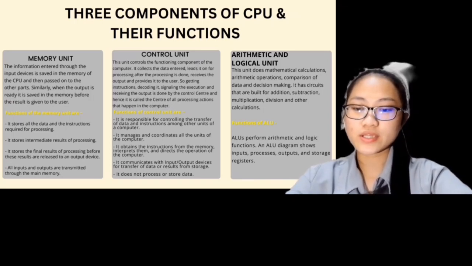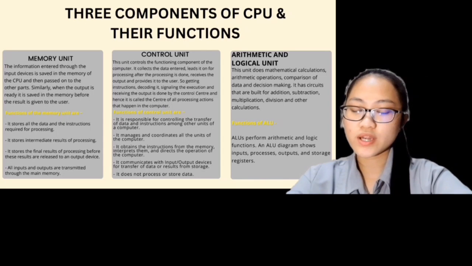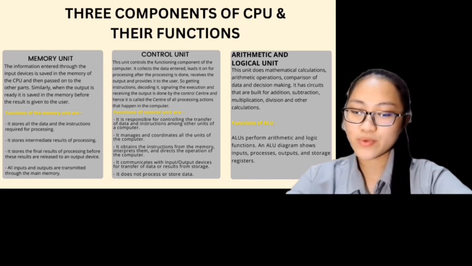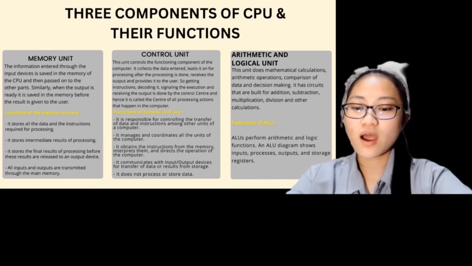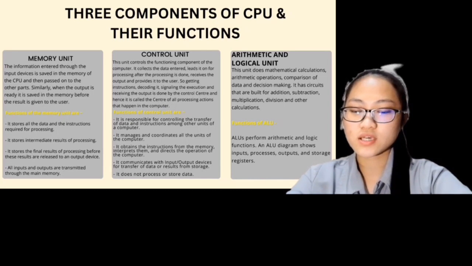Firstly, the memory unit. The information entered through the input device is saved in the memory of the CPU and then passed on to the other parts. Similarly, when the output is ready, it is saved in the memory before the result is given to the user. Functions of the memory unit are: it stores all the data and the instructions required for processing. Also, it stores intermediate results of processing and the final results of processing before these results are released to an output device. All inputs and outputs are transmitted through the main memory.